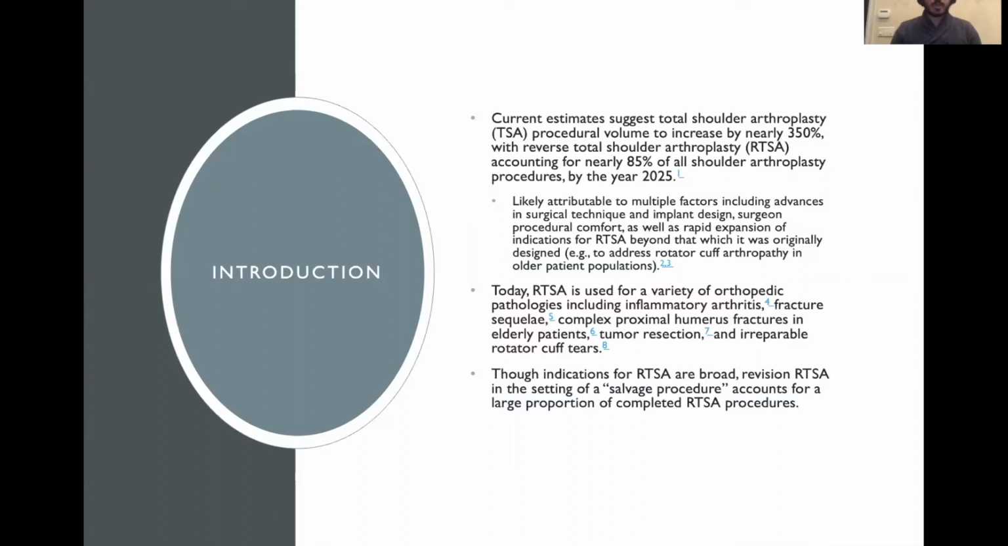the shoulder. And along with that, the main reason that reverse total shoulder arthroplasties are used is because it is a primary component for salvage procedures of the shoulder after a failed primary component.